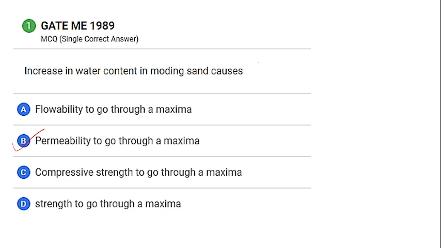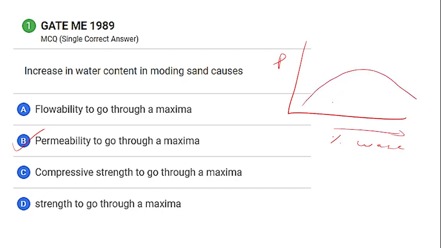If you increase the water content, your permeability will go through the maxima. Why? What is permeability? Permeability is the ability of the molding sand to allow the gas to escape. If you add more water, this is your permeability, this is your percentage of water increasing. So this was your graph, right? There is no relation of strength with the water content, right?